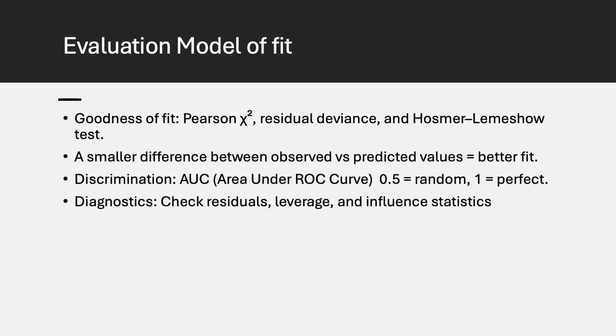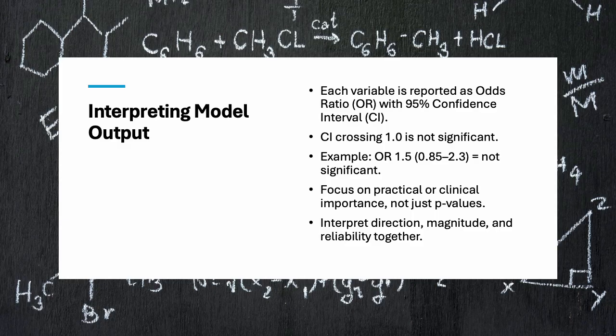And we can also use the AUC, or area under the ROC curve, to measure discrimination, or how well it separates cases and non-cases. Finally, the diagnostic plot helps us identify any outliers or influential observations that may distort the model. So, in order to interpret the model, each independent variable gets summarized as an odds ratio with a 95% confidence interval. If that interval includes one, the result is insignificant. Stoltzfus emphasizes that we should look beyond the p-value and think about whether the effect is meaningful in practice. Even a small but consistent odds ratio might matter if it represents something important in a clinical or operational context.